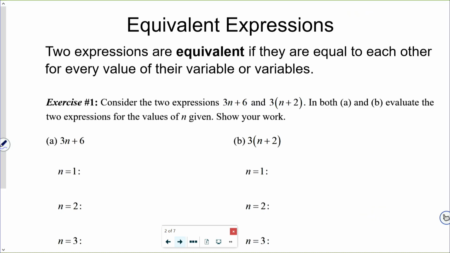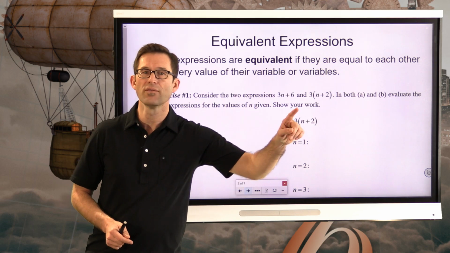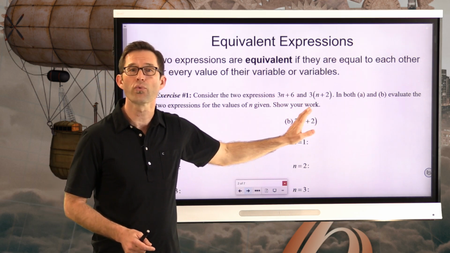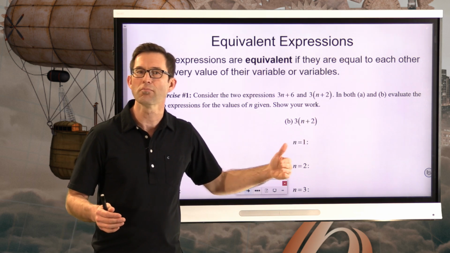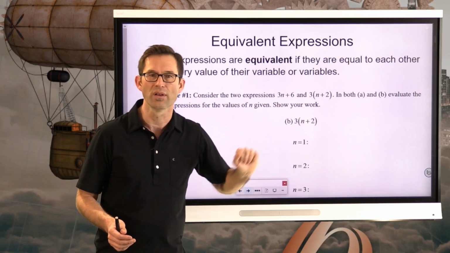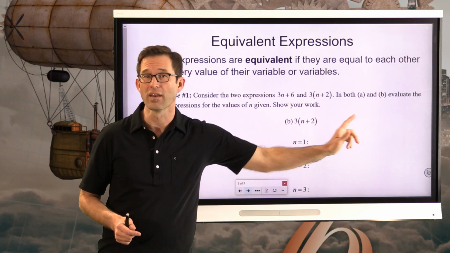Consider the two expressions 3n plus 6 and 3 times the quantity n plus 2. In both a and b, evaluate the two expressions for the values of n given. Show your work. All right, so simple enough. By the way, anytime I see an expression in parentheses like this, you'll always hear me say something like 3 times the quantity n plus 2. Because if I said 3 times n plus 2, that would sound a lot like what I said here when I said 3 times n plus 6, right? You couldn't really tell, but 3 times the quantity n plus 2.